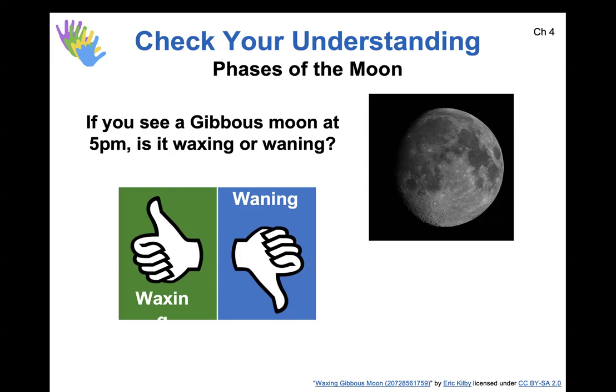So if we think of a first quarter moon, these are just approximations, but it rises at noon and sets at midnight. That's the first quarter, right? The full moon rises at sunset, which let's say is easy to say is like six.